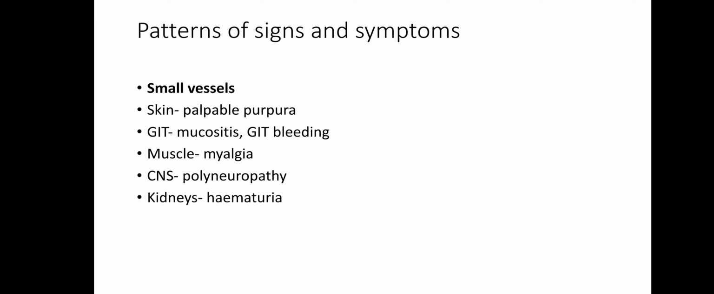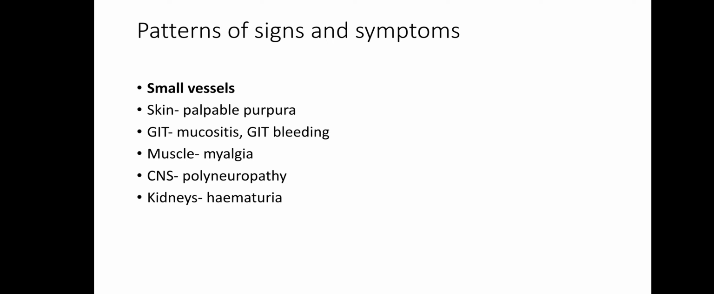It intertwines, but basically this is the blueprint of how it affects different organs. So in small vessels, for the skin, it will cause a palpable purpura, which is just purplish spots, bruise-like things, usually in the lower limbs. In GIT, we have mucositis and a bit of GIT bleeding. Muscle, we have myalgia, which is muscle pain. For CNS, we have polyneuropathy, which means the nerves of your body are affected.